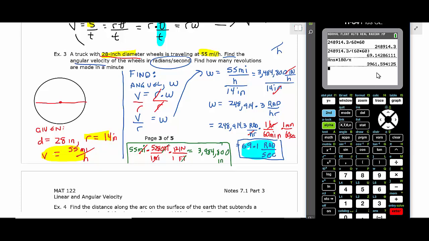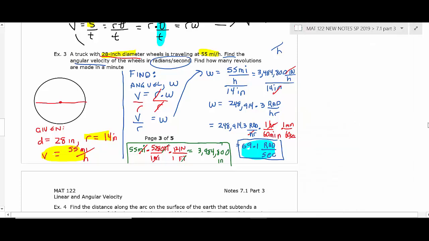So you go through 3,961 degrees on a circle every time a second goes by. If I divide this by 360 to get more perspective, that means every time a second goes by, you go through around 11 rotations in a circle. So that's pretty darn fast, isn't it? Okay, so if you're going 55 miles per hour on this truck, that wheel is turning really fast. Every time a second goes, it's 11 rotations. Okay, all right. So that's it.